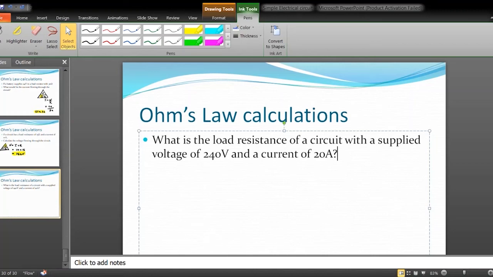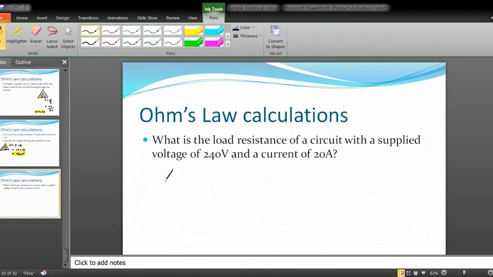Once again, we can draw the Ohm's law triangle. Highlight the one that we're trying to find, isolating the other two. So R is equal to V divided by I.